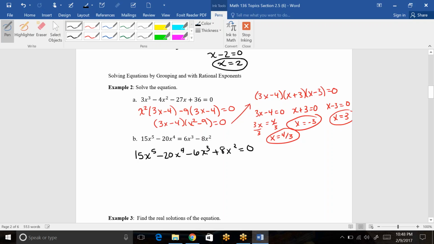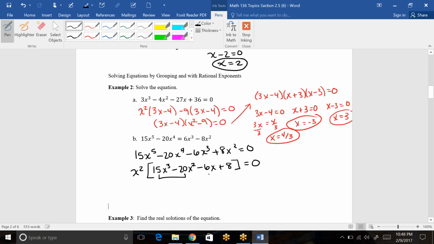We don't have a number GCF because 15 is not divisible by 2 and not all of them are divisible by anything else. So we need to pull out an x squared though because they do all have an x squared in common. So that would leave me with 15x to the third minus 20x squared minus 6x plus 8.